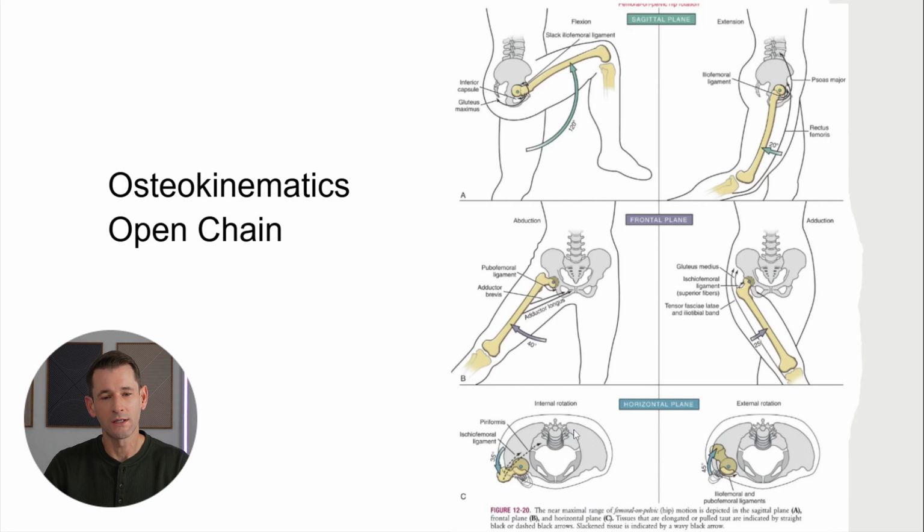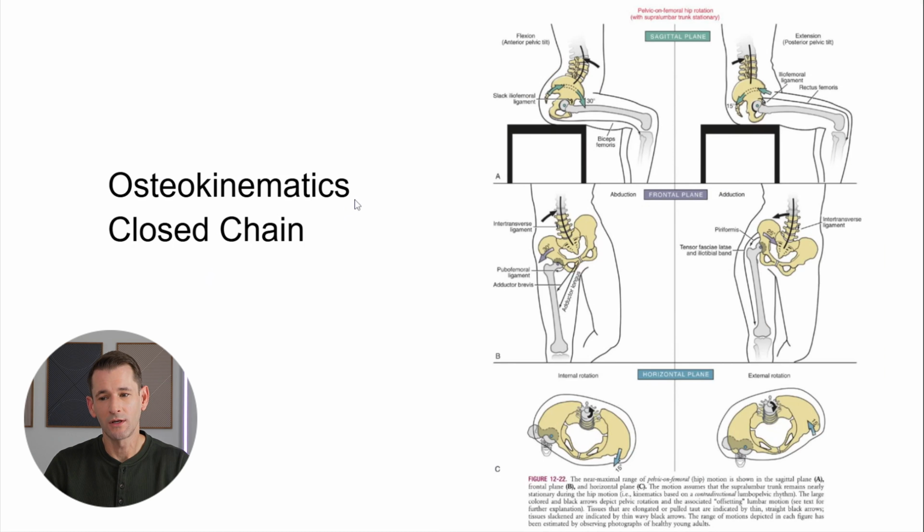Finally, that horizontal plane or transverse plane motion, your axes here being a vertical axis. If you're moving that femur in the transverse plane away from your body, that's external rotation. If you're rotating it towards midline, that's going to be that internal rotation. Keeping with osteokinematics, but now we're talking closed chain osteokinematics. So now the femur is being held in place and the pelvis, the innominate, is moving on that fixed femur.